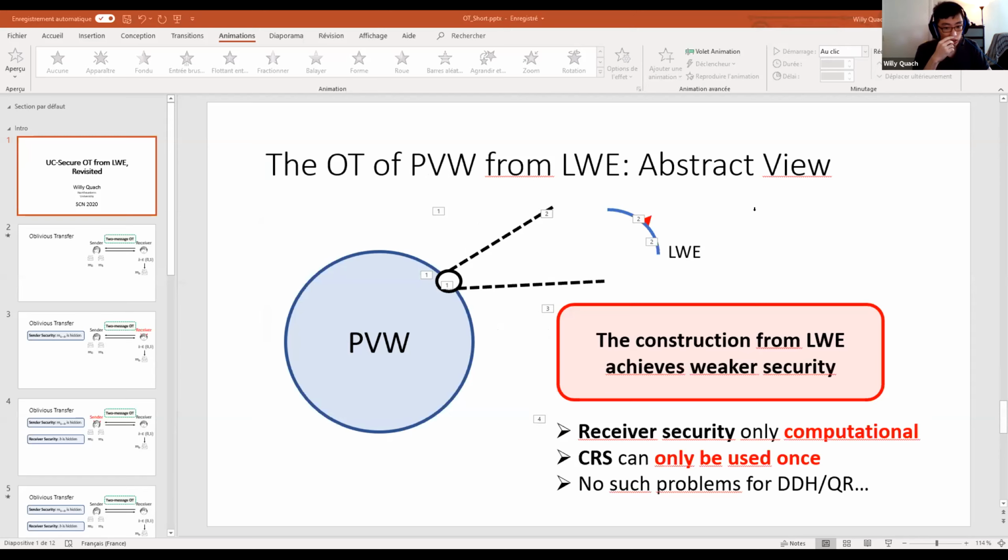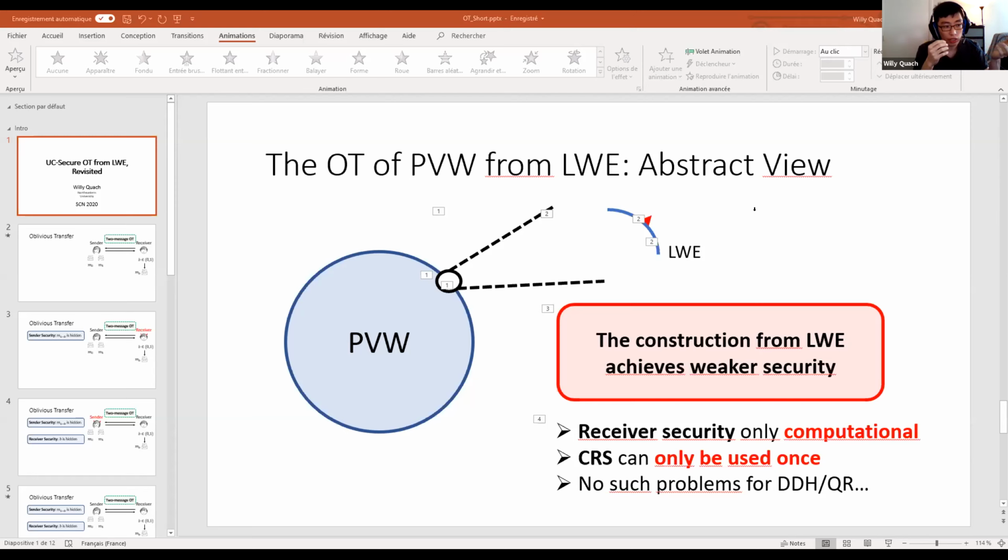So more precisely, the receiver security that they get is always computational. As far as I know, before this work, we didn't know how to get statistical receiver security in the simulation-based security, and the CRS can be only used once to argue security. So if you have a sender and a receiver and they want to send several messages, the CRS can only ensure security for one execution. After that, you will have to throw away the CRS and require a trusted party to generate a fresh CRS.